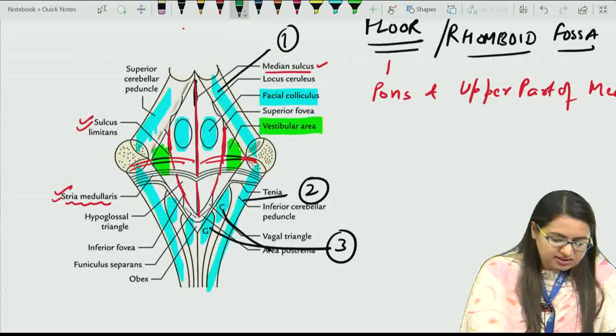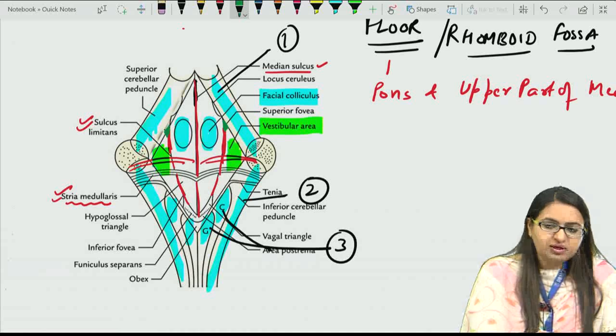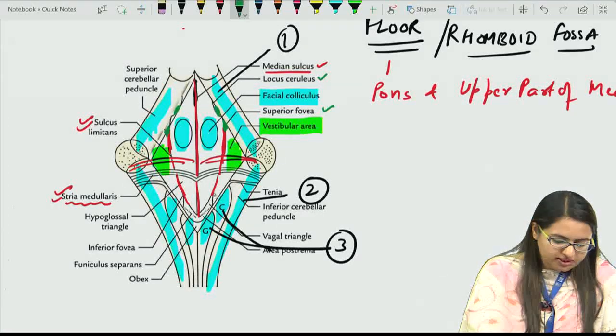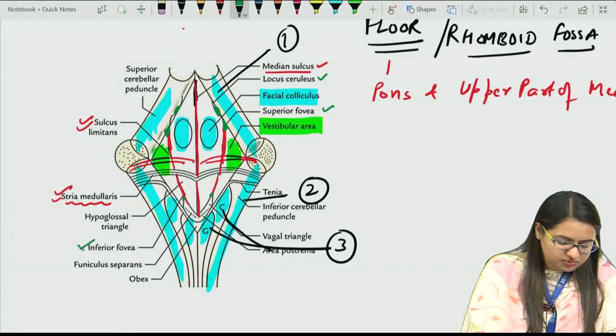Now in the sulcus limitans, as we go towards the upper side, we have this triangular area which is known as superior fovea, and above this superior fovea we have a bluish colored area which is known as locus coeruleus. Towards the lower aspect of this sulcus limitans over here, we have the inferior fovea.